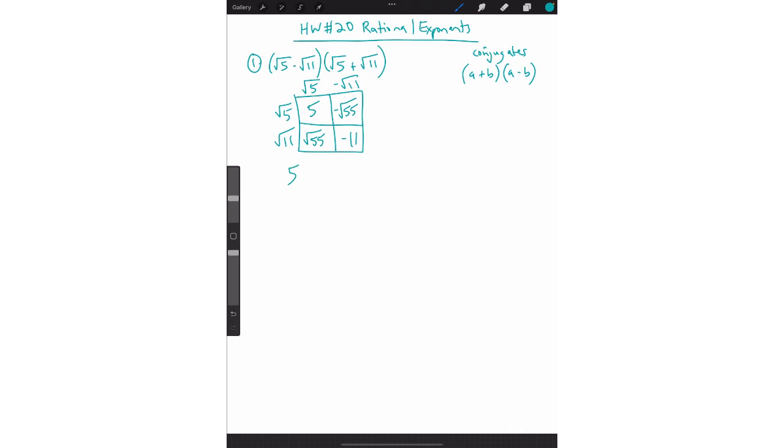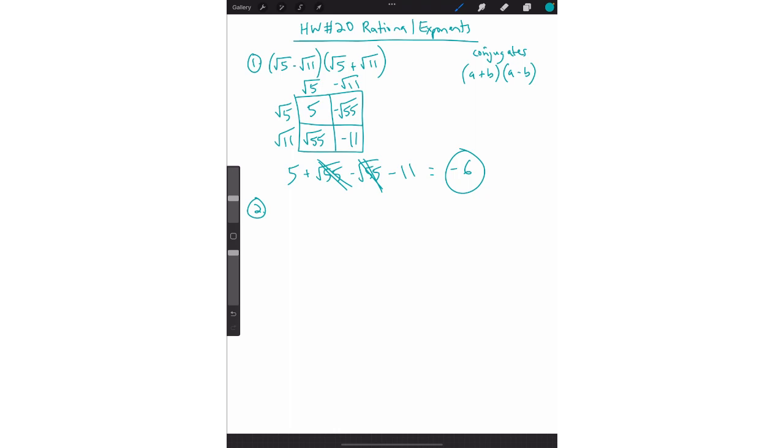I'm going to add up everything that was inside the box. So I'll say 5 minus the square root of 55 plus the square root of 55 minus 11. All right, these will cancel out when you subtract the square root of 55 minus the square root of 55. That gives you 0. So 5 minus 11 gives me negative 6. And that's my answer. Okay? And notice that when we multiply these conjugates together, that middle term will end up canceling out because it's the same exact number and you're just subtracting it.